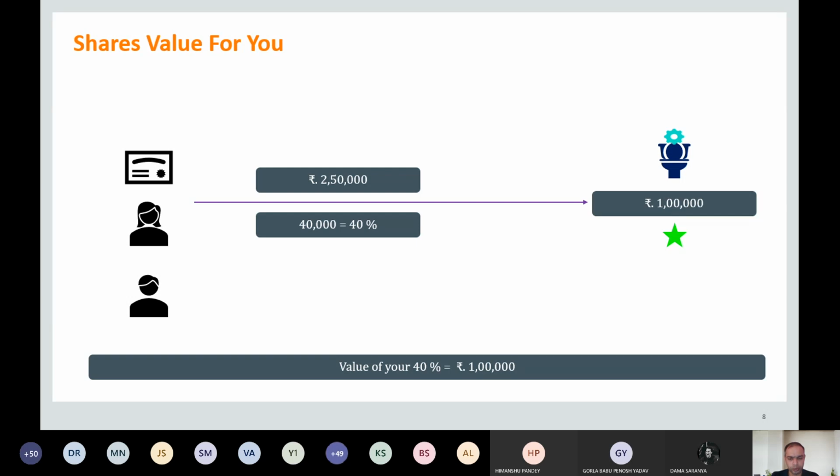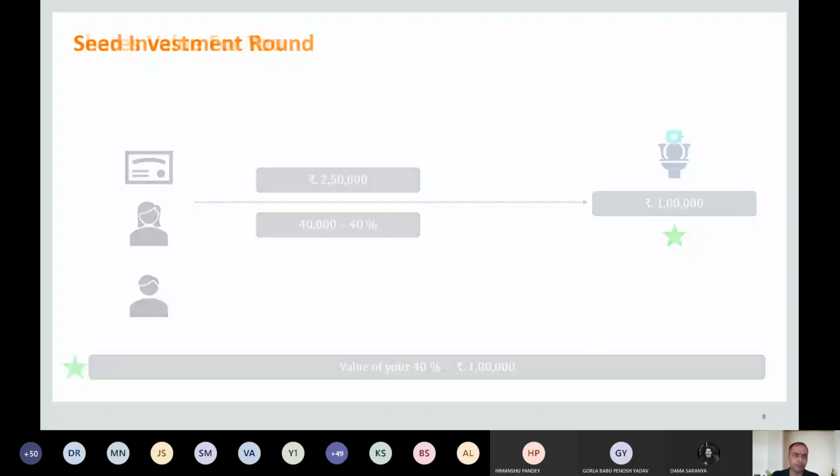Now your 40 percent was initially how much invested? Assume that it's only 40,000. Now your money from 40,000 has grown to 1 lakh rupees in the first stage itself. You thought of investing 40,000 rupees, but your share value is 1 lakh now. So again, it's a win-win situation for you.